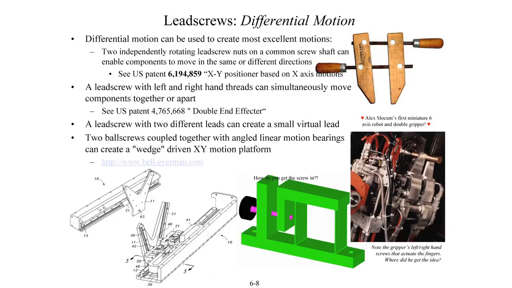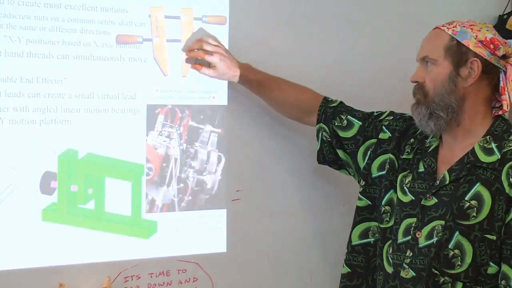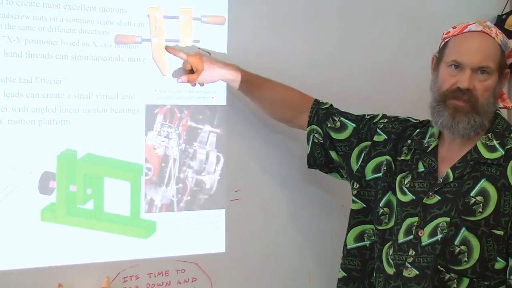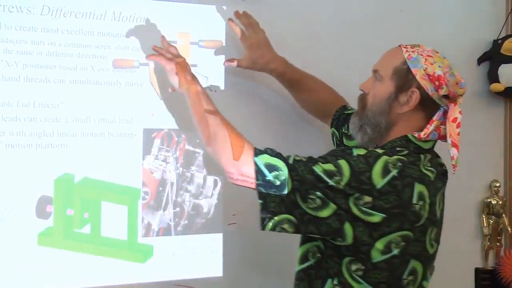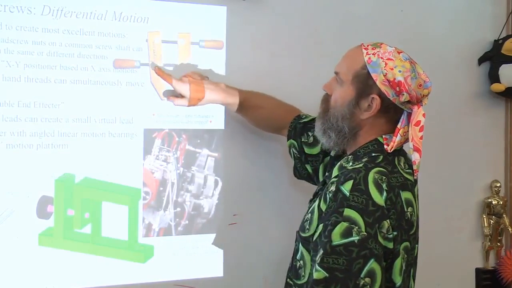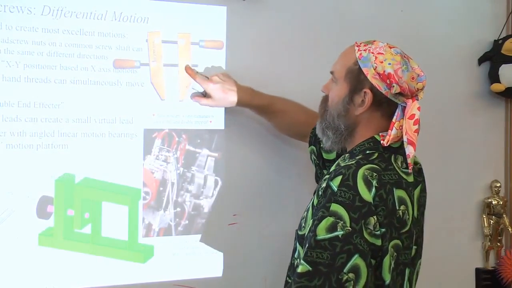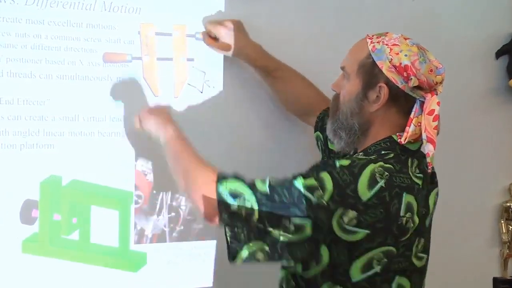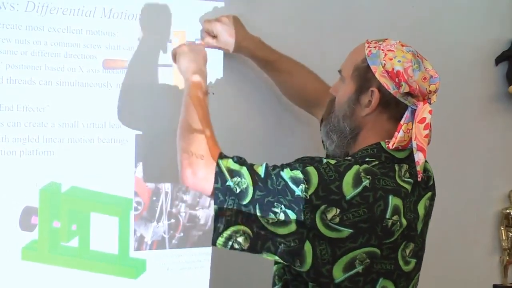Now, another special thing you can do with screws is differential motion. For example, this is called a hand screw. A company called Jorgensen has made these for decades. And if I grab both of these handles, what would happen? What would have to happen to these screw shafts so I could turn the handles this way?